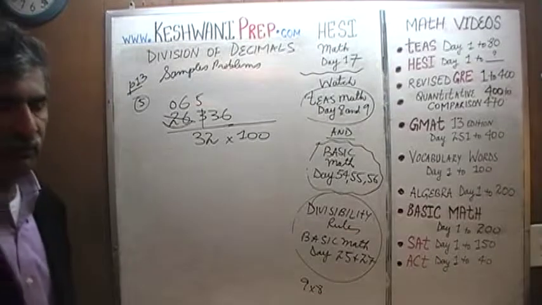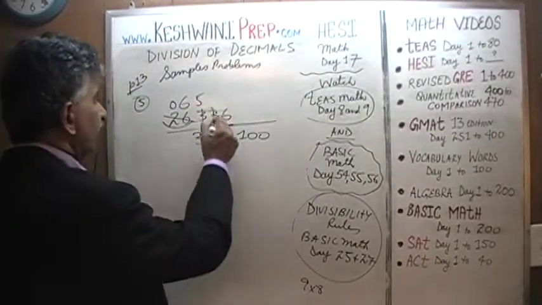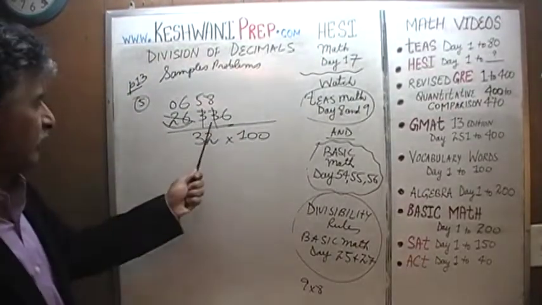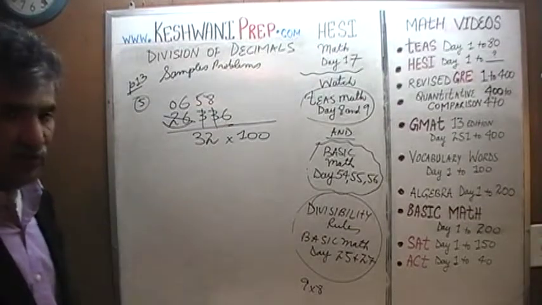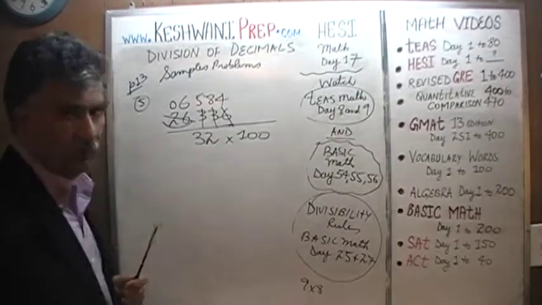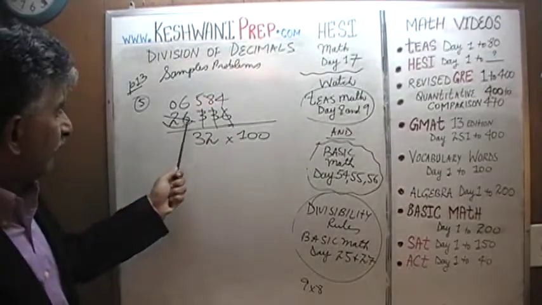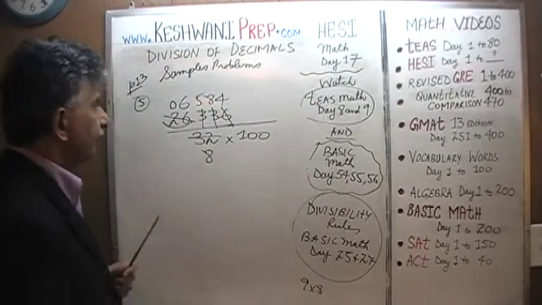33 has how many 4s? 33 has 8 4s. 8 4s are 32. After we use up 32 from the 33, we have a remainder of 1. That 1 goes and joins the 6 and becomes 16. And 16 has 4 4s. Since we divided the top by 4, we must divide the bottom by 4. 32 divided by 4 is 8.